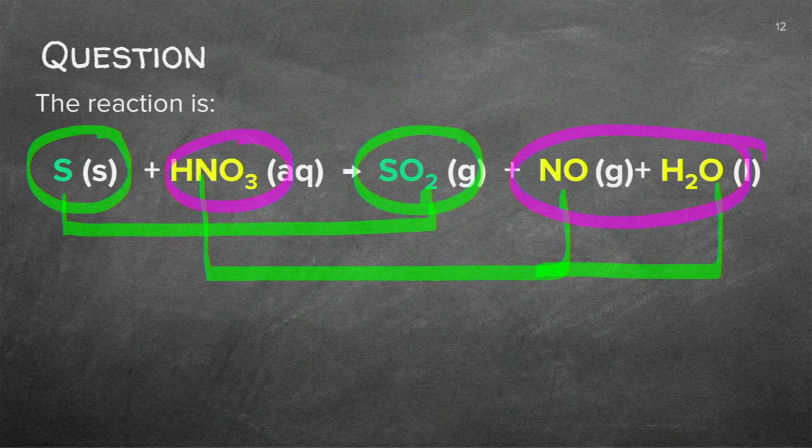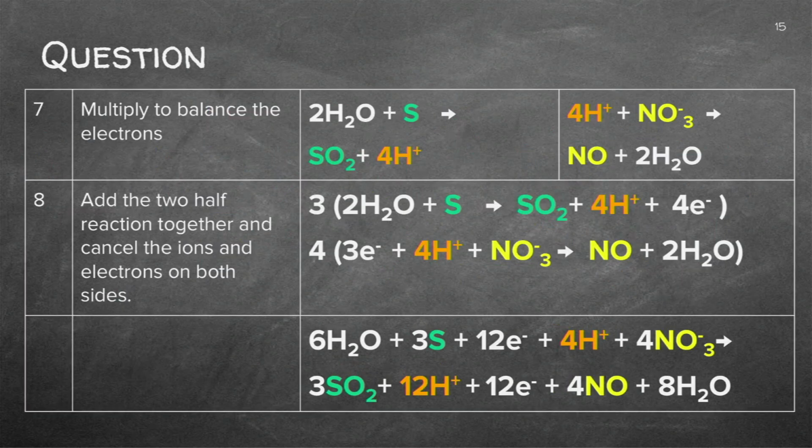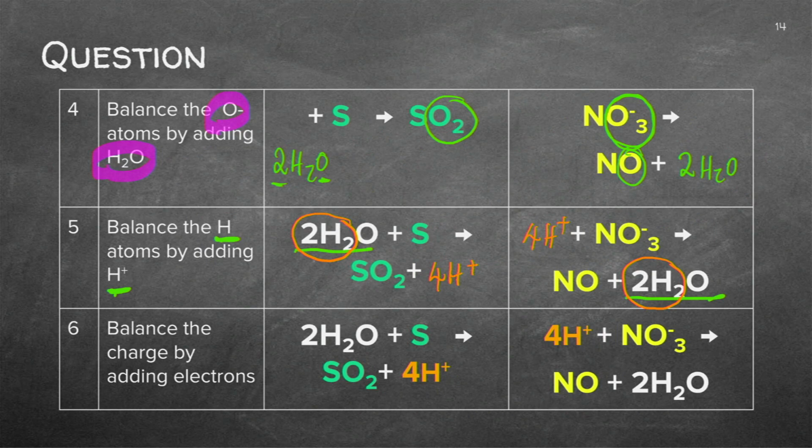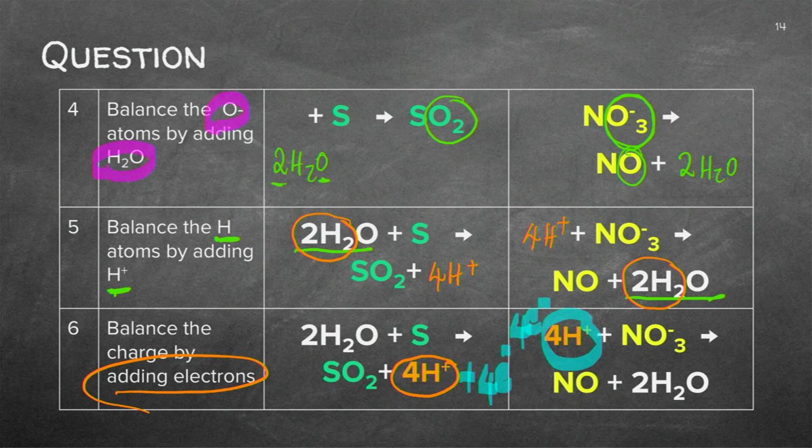Balance now the charges. So you want to balance the charges with the specific electrons. Can you see here? We've got 4H+, so I need to add 4 electrons. Then we've got a neutral this side. Here I've got 4 electrons needed to balance the 4H+.